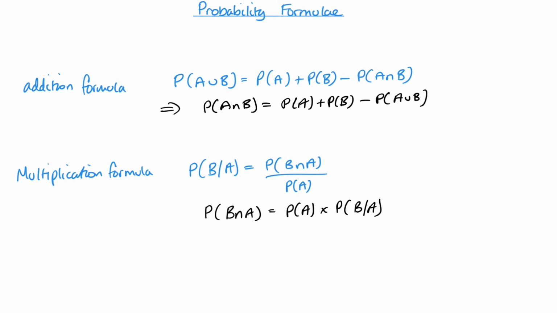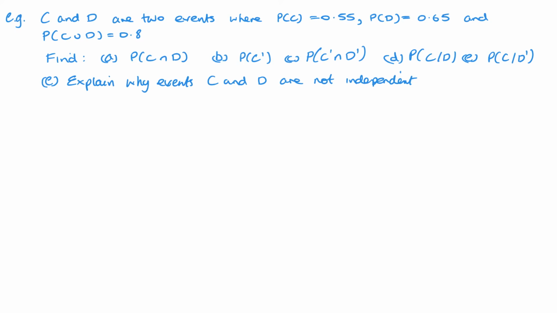What I think we'll do now is a quick example with these two formulae, a quick question, and then I'll list all of the formulae and we'll go from there. In this example, we're given the probability of C, the probability of D, and the probability of C union D, and a list of probabilities to find. In these types of questions, you'd use your formula to find the first one, and then you'd be able to complete a Venn diagram.